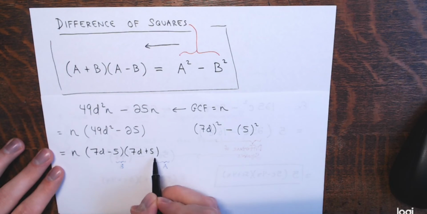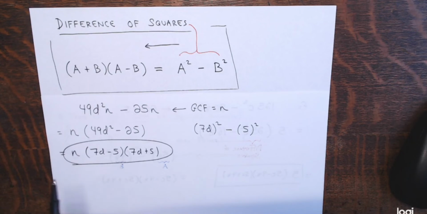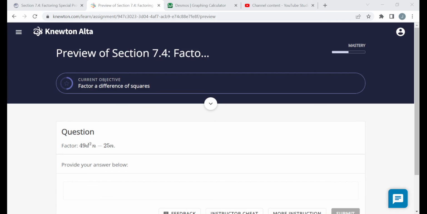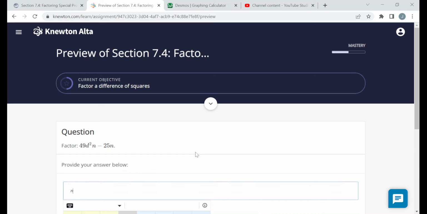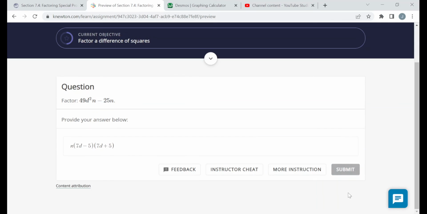And here we go. n times 7d minus 5 times 7d plus 5, or put those factors in whatever order you want. So n times 7d minus 5 times 7d plus 5. Great.